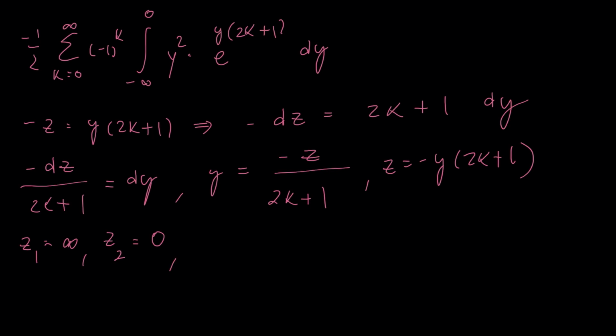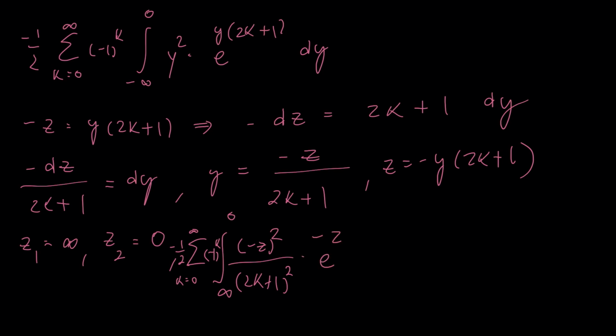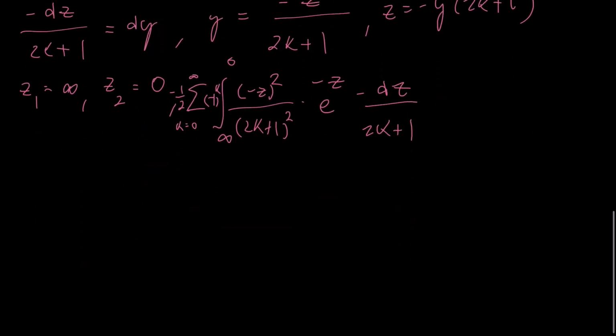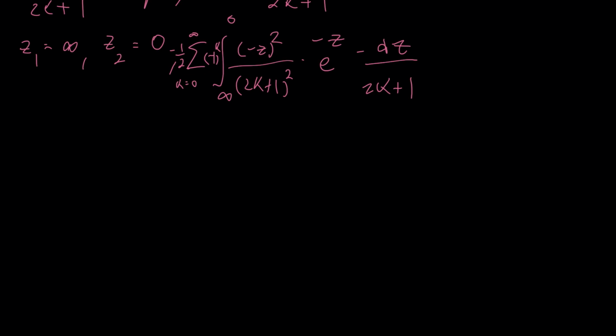So we're going to have the integral from infinity to 0, and we're still going to have the sum from 0 to infinity, negative 1 to the k, and then the extra negative a half, and then z squared divided by 2k plus 1 quantity squared e to the negative z, and dy is negative dz divided by 2k plus 1. And we'll use this extra negative to flip the bounds of integration.